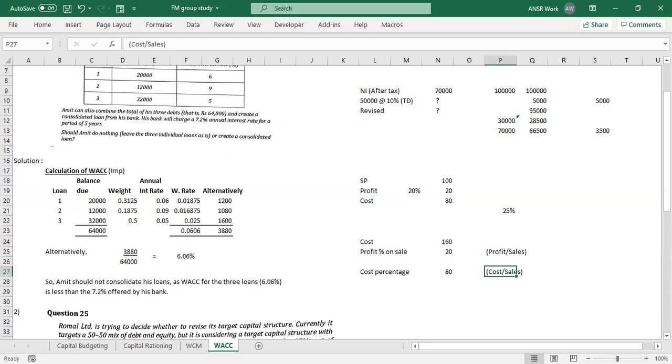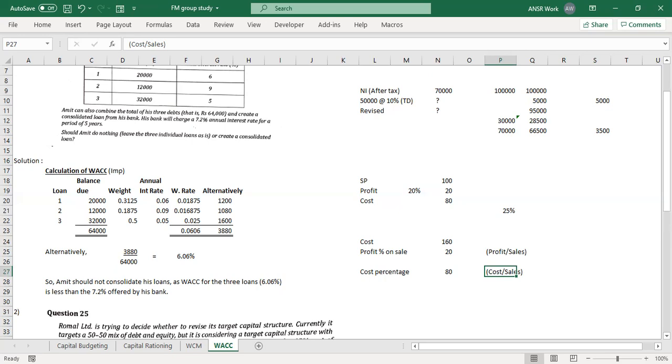No, 225 is incorrect. So one minute, cost percentage is equal to cost by sales, that is equal to 0.8. So 0.8 is equal to 160 by sales. 160, not 180. Is it 40? No. It's 200.